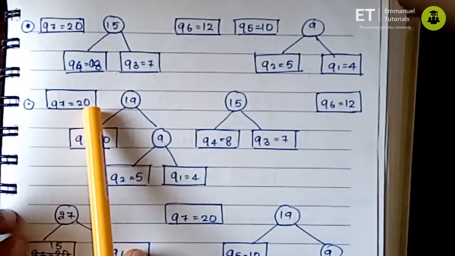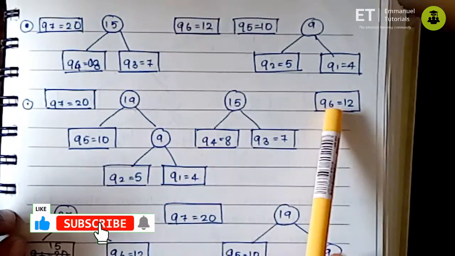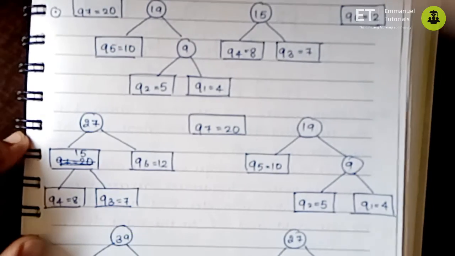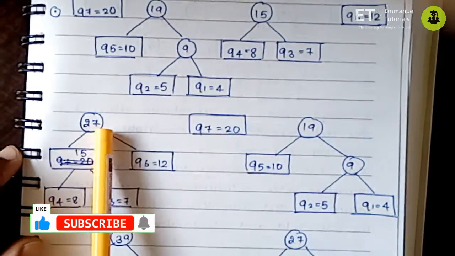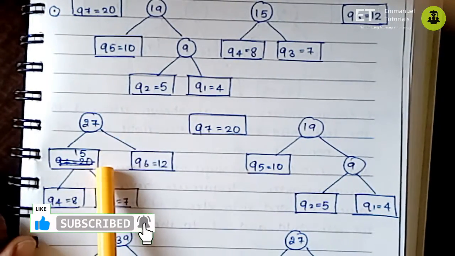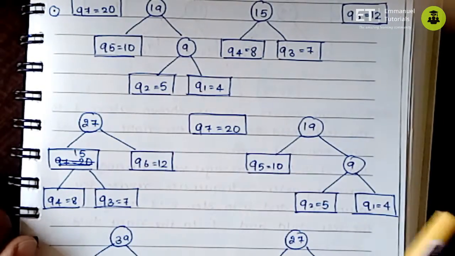Now we have 20, 19, 15 and 12. So the lowest two frequencies are 12 and 15. We will be adding them. After adding 12 and 15, we get 27. We will again place it at its appropriate position. So at the end of this step, we are left with three values: 27, 20 and 19.